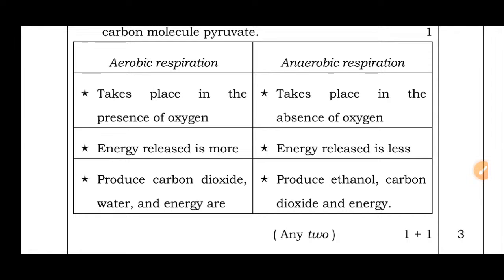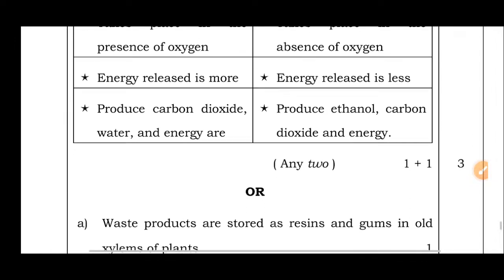Then the difference between aerobic respiration and anaerobic respiration. I shared this previously in shorts. Aerobic respiration takes place in the presence of oxygen; anaerobic respiration takes place in the absence of oxygen. In aerobic respiration, the energy released is more; in anaerobic respiration, the energy released is less. Aerobic respiration produces carbon dioxide, water and energy. Anaerobic respiration produces ethanol, carbon dioxide and a smaller amount of energy.